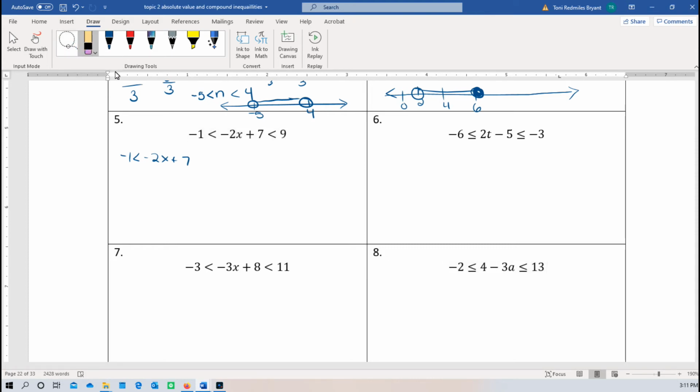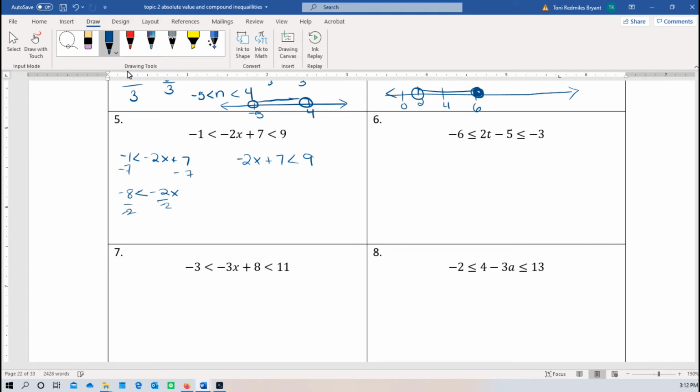There is -2 is less than -2x plus 7. That's the first idea. That's the lower one. And then there's -2x plus 7 is less than 9. That's our second idea. All right, so first thing is I'm going to subtract 7 from both sides, giving me -8 is less than -2x. And then I got to divide out that -2x.